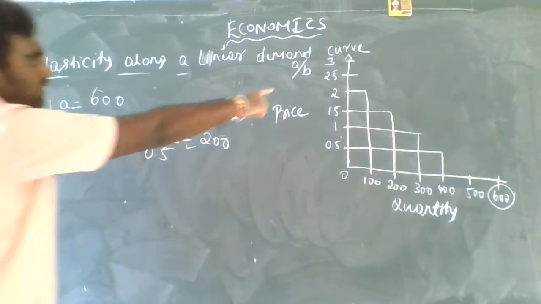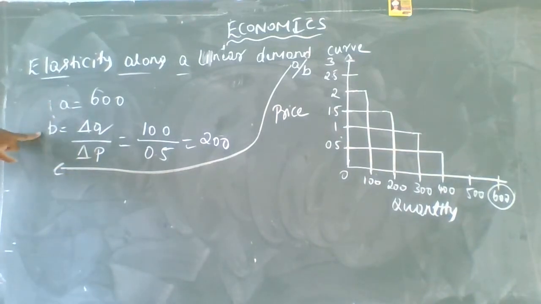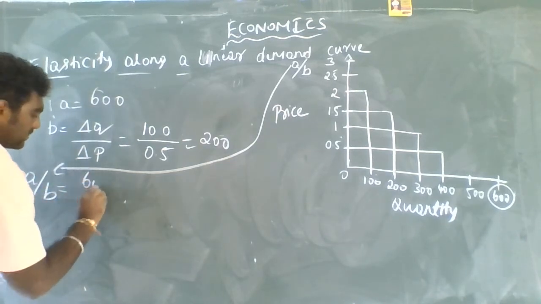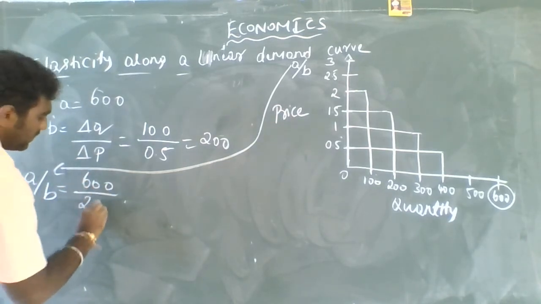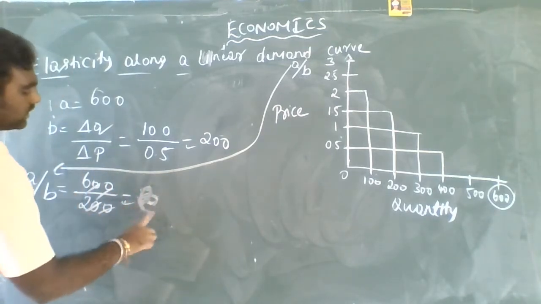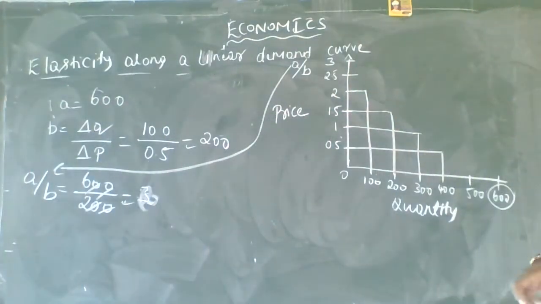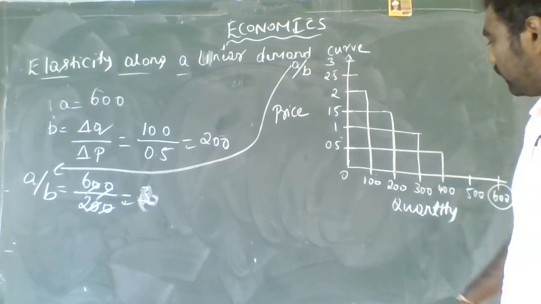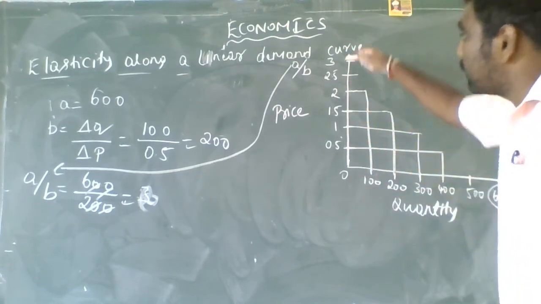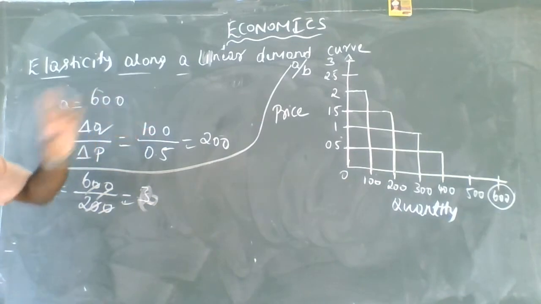So when I take A divided by B, I know what A is and I know what B is. A is 600 and B is 200, so A divided by B is nothing but 3, which is exactly this point. So what does that 3 mean, guys? When you are demanding 0 chocolates, when the quantity is 0, the price is 3.